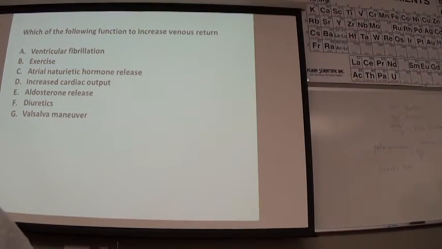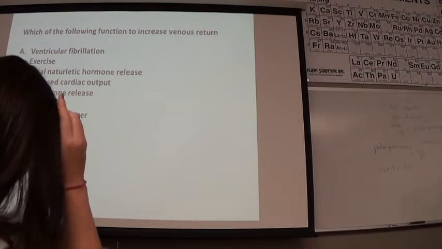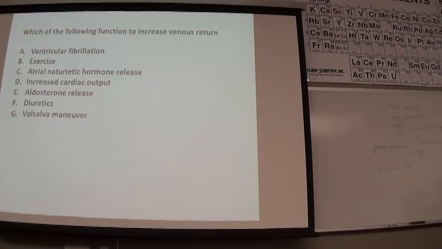All right, which of the following function to increase venous return? Ventricular fibrillation? No, because we end up with no stroke volume, because we're not having ventricular contraction, right? Exercise? Yes, because of our skeletal pump. Atrial natriuretic hormone release? No. Increased cardiac output? Yes. Aldosterone? Yes. Diuretics? No, because we're decreasing blood volume.